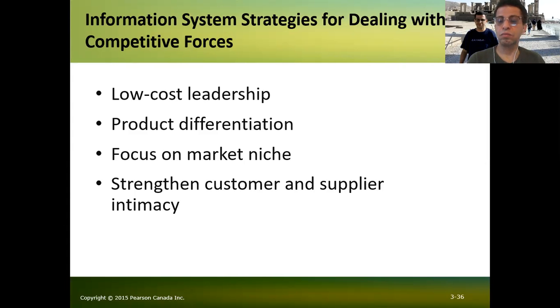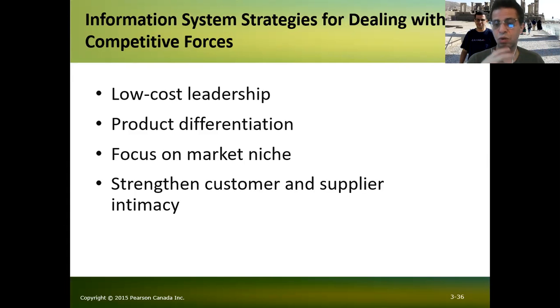Maybe you need to focus on a market niche, like, as I said, we're focusing on banking and telco only. And you need to strengthen the relation with your customer, and the supplier intimacy. Strengthen the customer and the supplier intimacy.